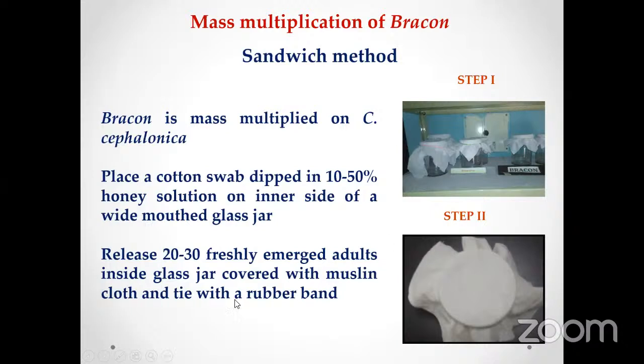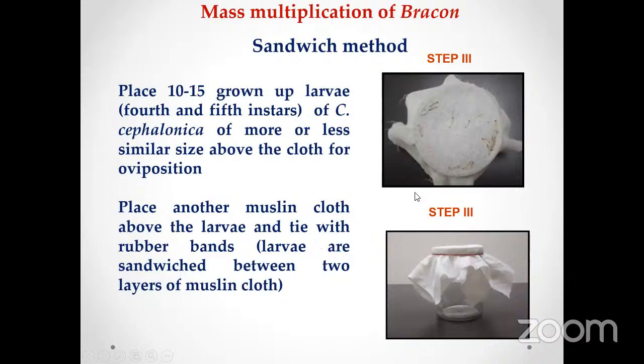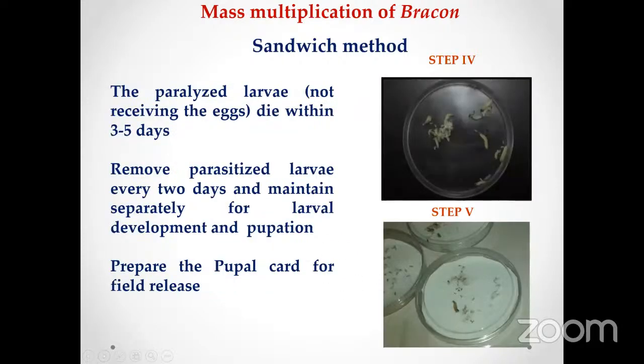Above the muslin cloth, we will keep the late instar stages, that is the 4th or 5th instar, of Corcyra. We will place them on top of the first cloth, and to arrest the movement of the larvae, we will cover with one more cloth and tie the cloth with a rubber band. The larvae will be sandwiched between two cloths, and the females of Bracon from the lower side will insert the eggs into the larval body. That paralyzed larvae we can remove and keep on a Petri plate for Bracon emergence.